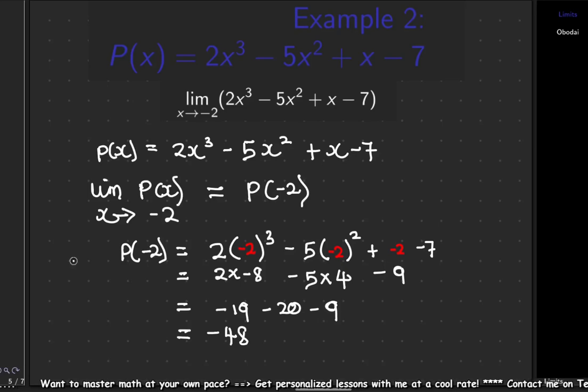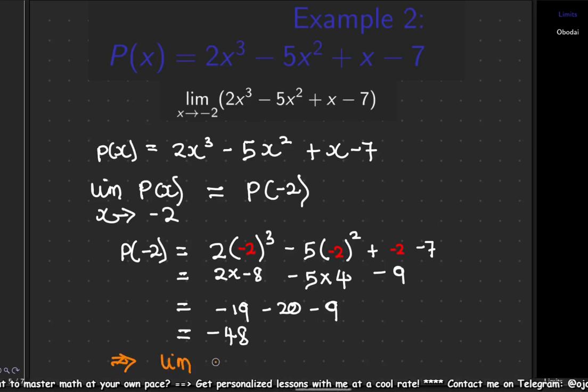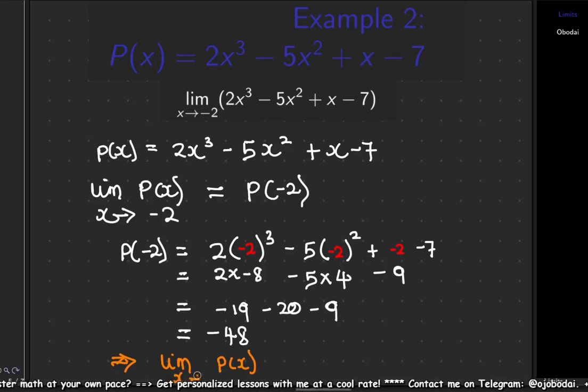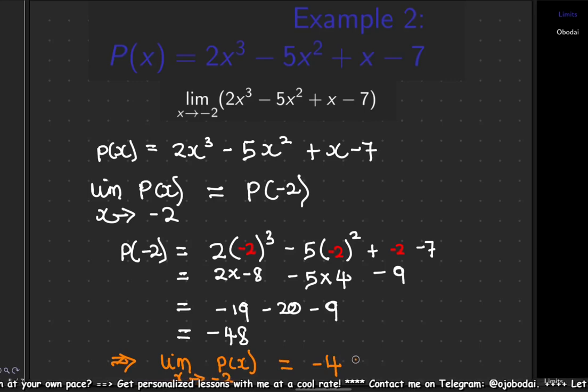So it implies that the limit of our function p of x as x approaches negative 2 is what? Negative 48. So let's go to the graphics and see if what we did was really true.